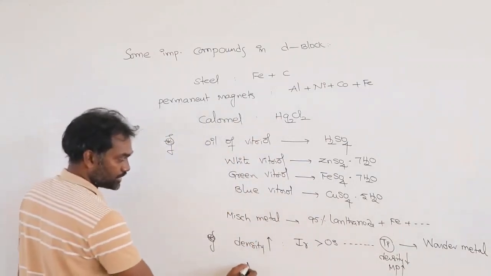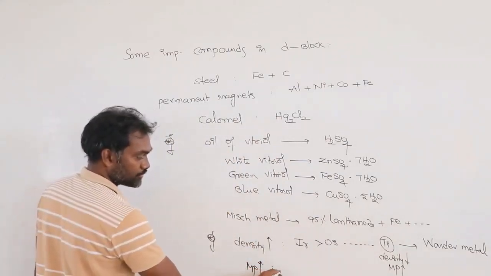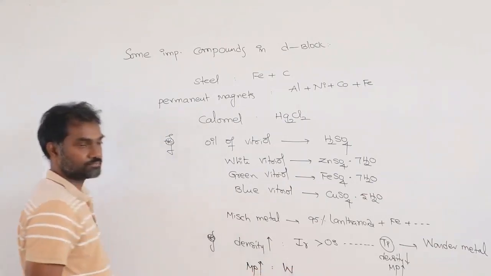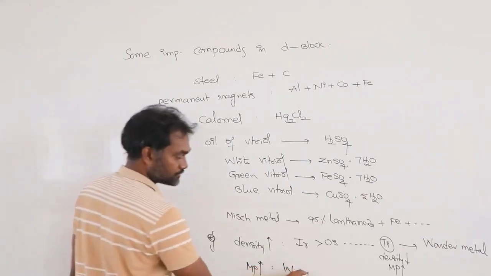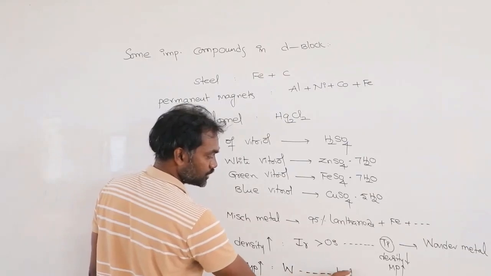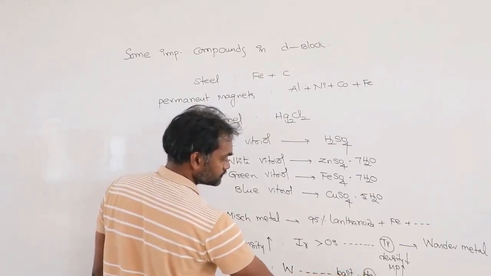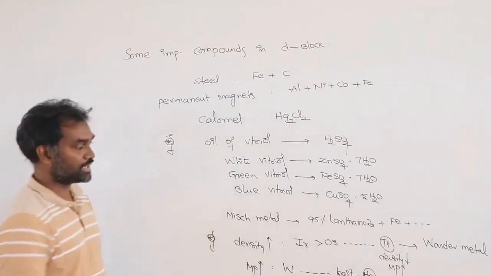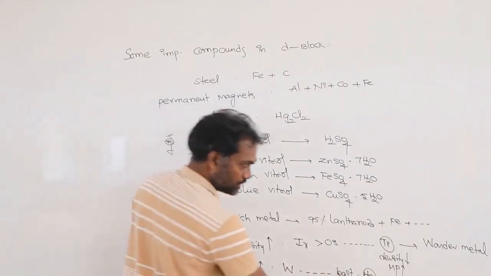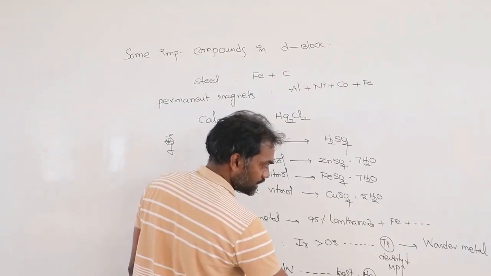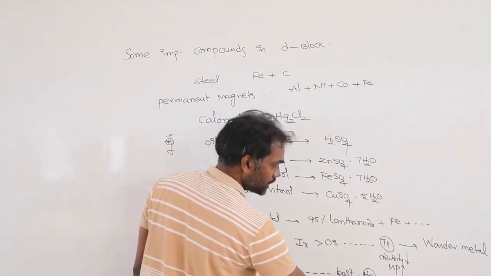Next, melting point. So highest melting point goes to tungsten. So least melting point is mercury. So already it is melted. So liquid metal only. So that's why it is available at room temperature in liquid form only.